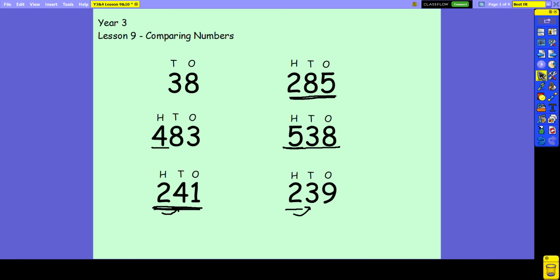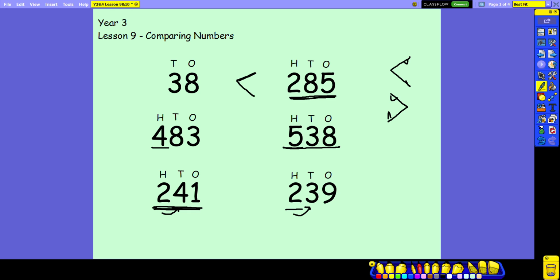Now the symbols that we use are our greater than and less than symbols. Now they look like this and this. Now, we tend to suggest that they look a little bit like mouths. You can imagine that they might have teeth. And what these mouths do is they're greedy, so they always go towards the larger number.